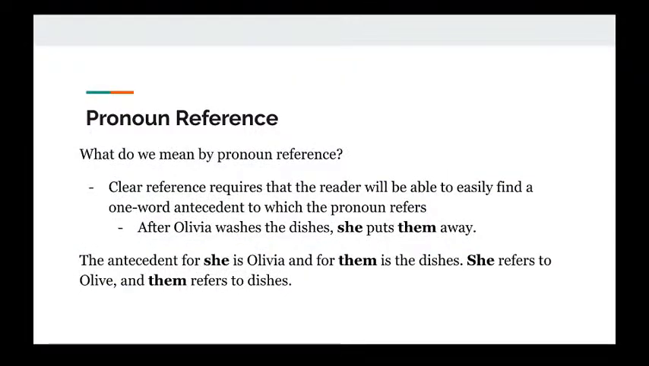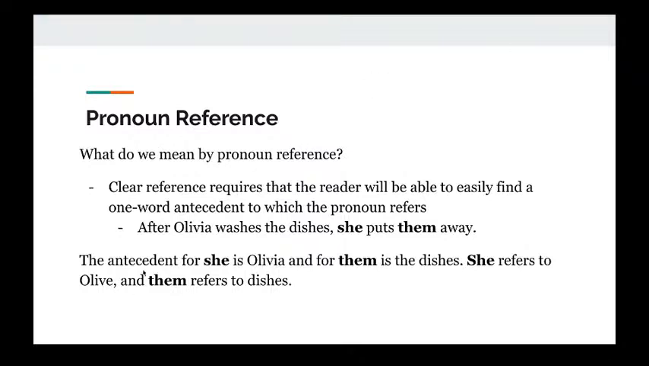So for pronoun reference, what do we mean by pronoun reference? Clear reference requires that the reader will be able to easily find a one-word antecedent to which the pronoun refers. So after Olivia washes the dishes, she puts them away. The antecedent for she is Olivia and for them is the dishes. She refers to Olivia and them refers to dishes.